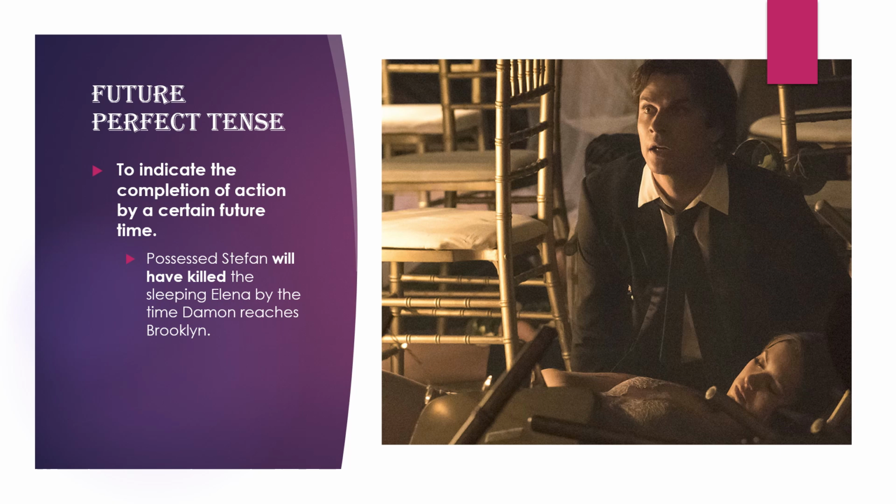So it says that there's a certain character, Stefan, who has been possessed, and he will have killed the sleeping Elena. Now, Elena is a character that was cursed to go into a deep sleep, and she's been sleeping for 60 years. By the time Damon reaches the place where he has hidden Elena's coffin, Stefan would have already killed her. So, will have killed tells you that there is a certain action that is yet to be completed in the future.